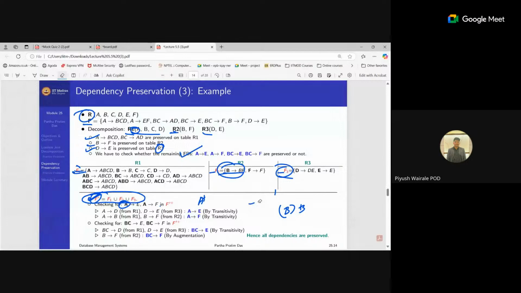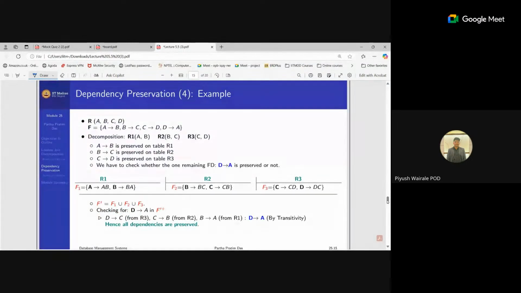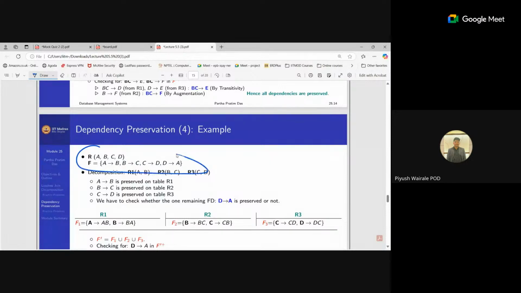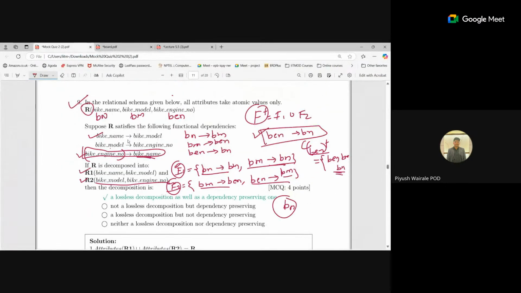Please follow the tutorial and try to solve this example and the next example as well. Try to take this one and simply solve the question without looking at these slides. So check for the dependency preserving part. This is about week 5.